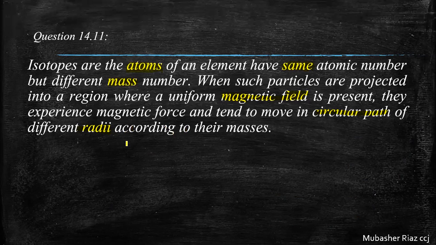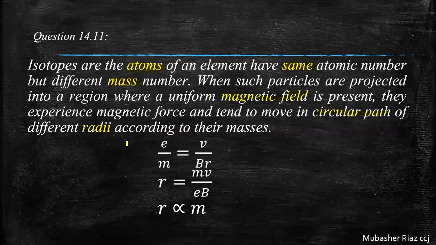It can be proved mathematically by using this mathematical form: charge to mass ratio, e over m is equal to v over BR, where v is the velocity of those particles, B is the strength of magnetic field applied, and R is the radius of circular path. And from this equation, we can determine R is equal to mv over eB. From this mathematical form, the relationship between R and mass is that R is proportional to mass. So by using this concept, we can differentiate the atoms of an element which have different mass number.